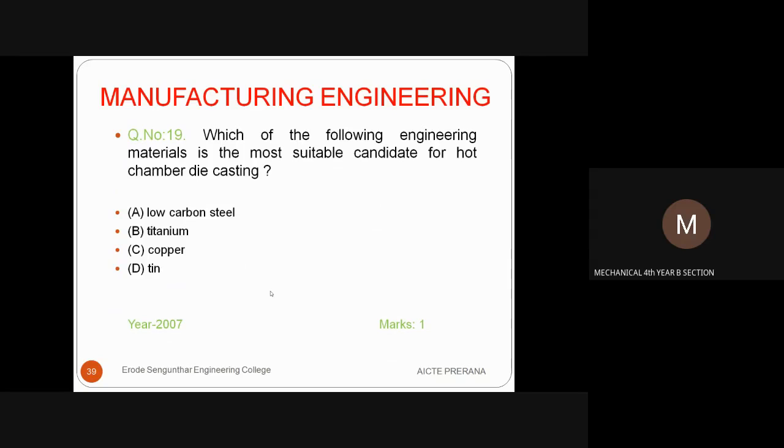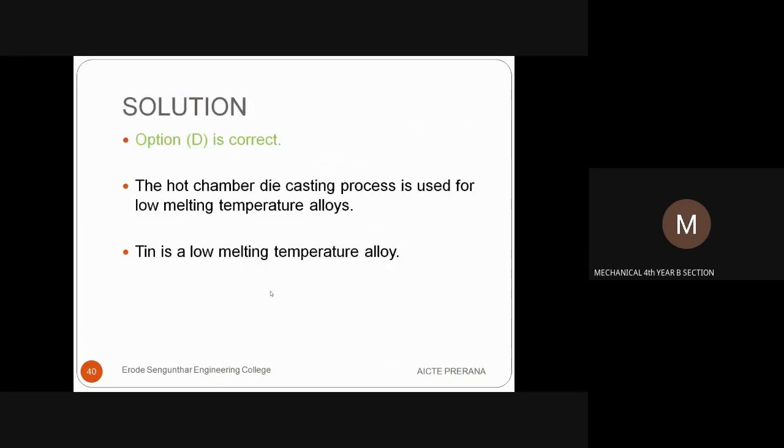So here the question is about hot chamber die casting. Which of the following engineering materials is the most suitable candidate for hot chamber die casting? It means that hot chamber die casting is meant only for low melting point alloys. We handle only low melting point alloys with hot chamber die casting. So the answer may be option D, tin. Compared to low carbon steel, titanium, and copper, tin has the lowest melting point, and thus the answer should be option D.